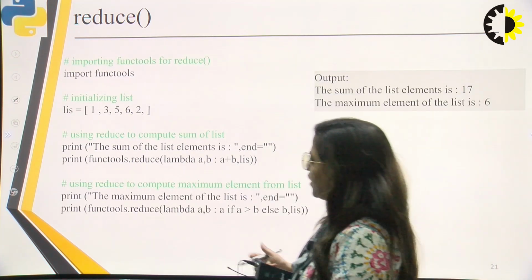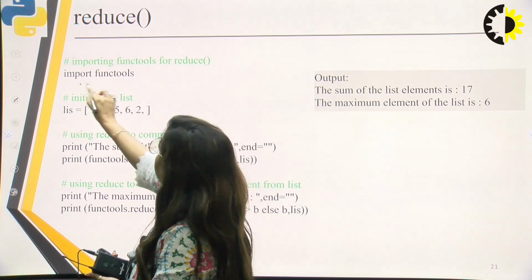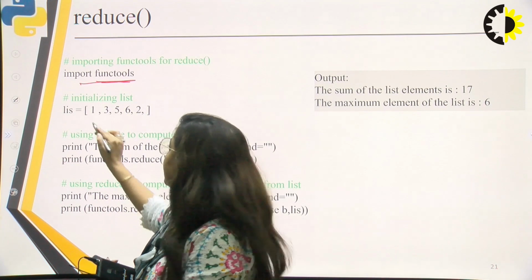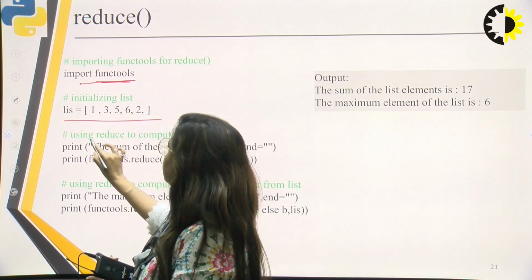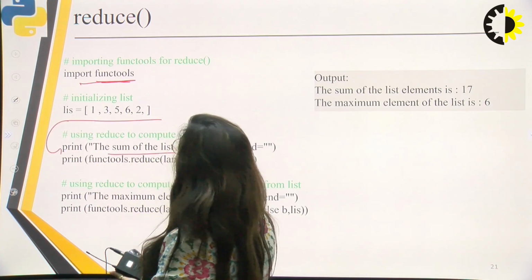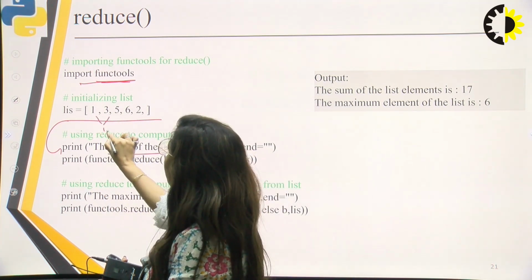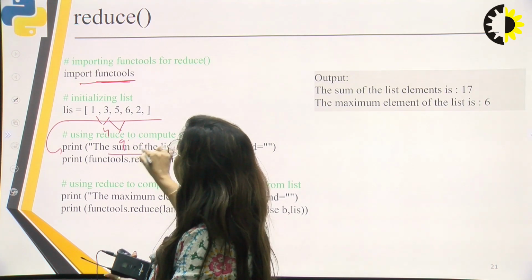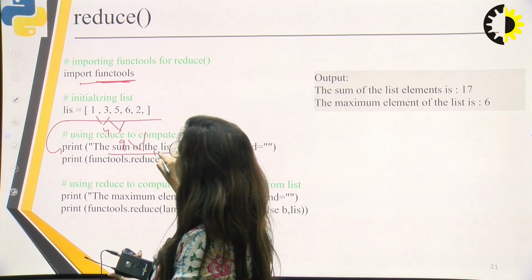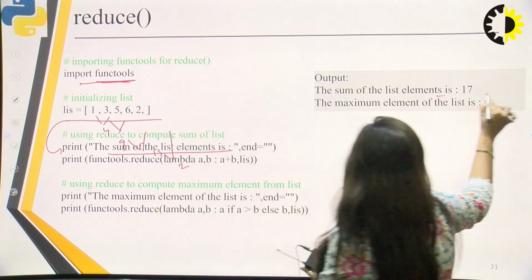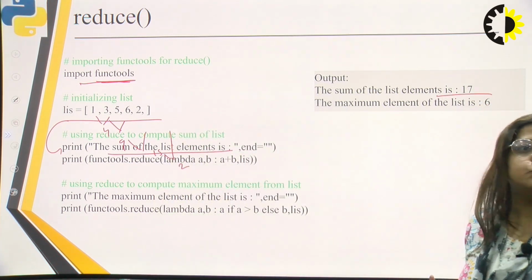According to this reduce, firstly we say import from functools, it is imported, then create a list, and this is the list. It reduces the list like this. Firstly 3, 4, 4 into 9, 9 into 2, 15, and 15 plus 2, 17, the output is 70. This is how reduce works.